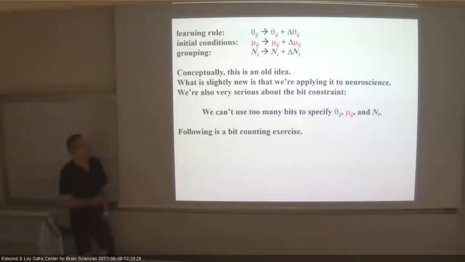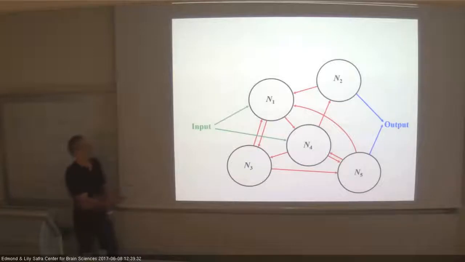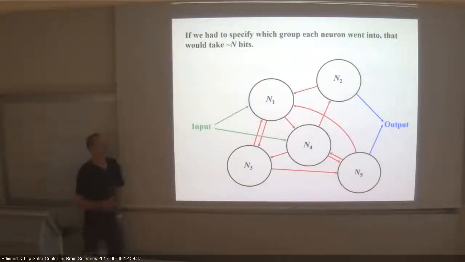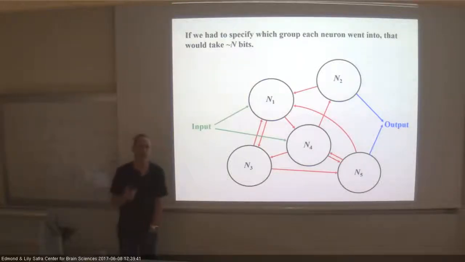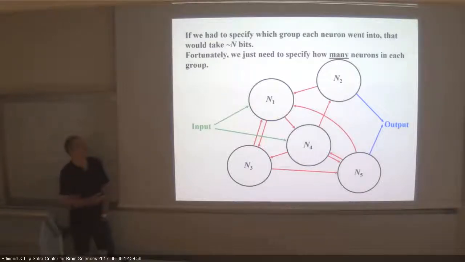So following is a bit-counting exercise. We have to make sure that we're not passing on too many bits. And the worrisome thing is this: how many bits do we need to put neurons in groups? If we had to specify which group each neuron went into, that would be order n bits, which is certainly too many for humans with 10 to the 10th neurons. But in fact, we just need to specify how many neurons are in each group.